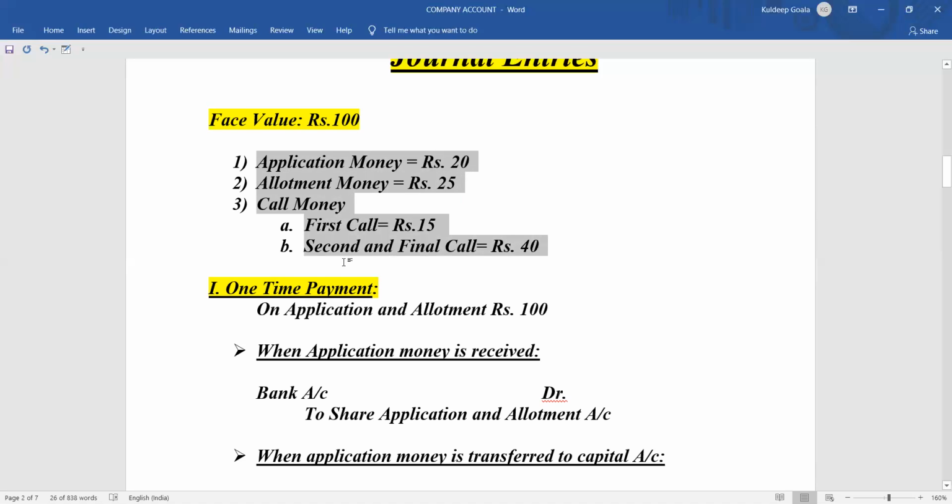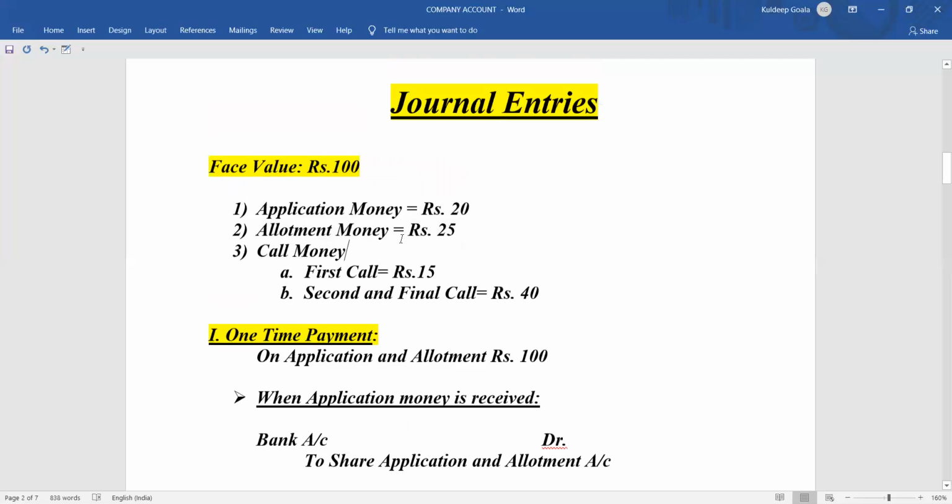Okay. A company might accept the first call depending on the need of the money, might accept only allotment money, depending on the requirement of funds. You need to understand all the situations, and as the question has asked and given the information, based on that only you have to prepare the journal entries.